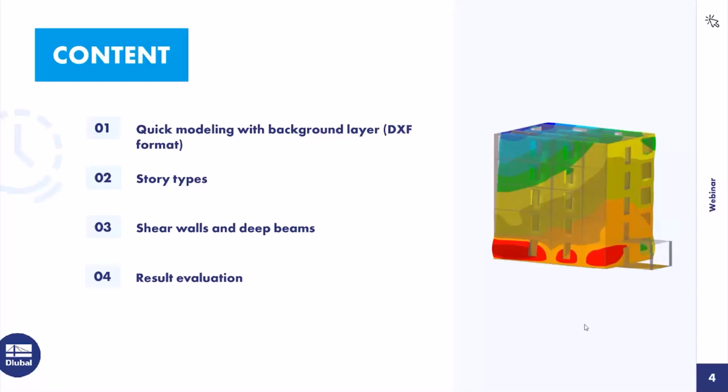Then let's start with the content for today. In the first step, I will show you a quick modeling method with the building model add-on. There is an option which is exclusive in the building model add-on, where you can design your building very fast. Then to the next chapter, the story types. These story definition types are the main content, I would say, in the building model add-on, and I will tell you the difference between these story types and show you on the model a comparison between the results.